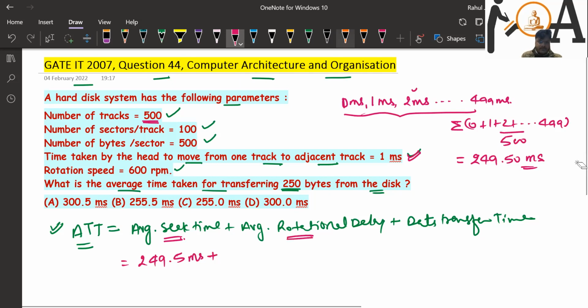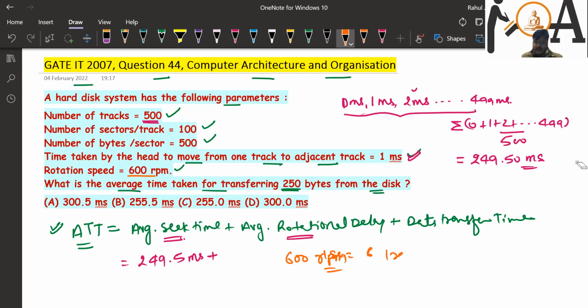The next one is average rotational delay. So again, important concept. You can simply say that rotation speed is 600 rotations per minute. So how much time is one rotation taking? One rotation is taking 60 by 600, that is 0.1 second. So average rotational delay, the formula is simply divided by two. It's nothing but 0.1 divided by two, that is 50 millisecond. So we can put 50 millisecond here.